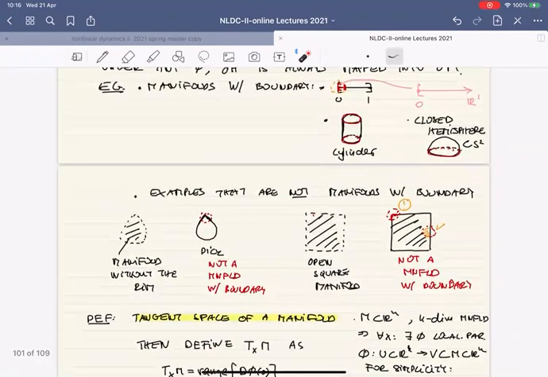All right. And then we looked at various examples of things that are manifolds with boundaries, such as a cylinder, a hemisphere, or things that are not manifolds with boundary, although when we take away their boundary points, they do become, as sets, manifolds, such as this square without its boundary.